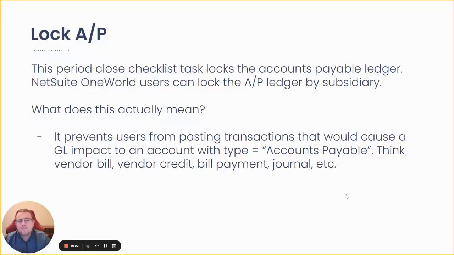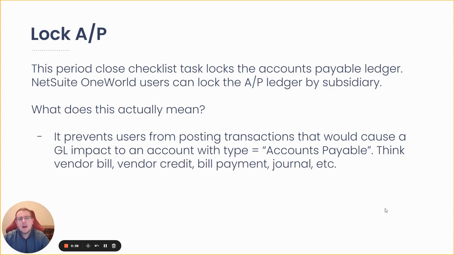Lock accounts payable. This period close checklist task operates the same way as the lock accounts receivable task, but in this case, we lock the accounts payable ledger. Again, for NetSuite OneWorld customers, you can lock the AP ledger by a subsidiary. So what does that mean? Again, it will prevent users from posting transactions against any GL account that has a type of accounts payable. So in this case, think vendor bills, vendor credits, vendor payments, journal entries, those sorts of transactions.